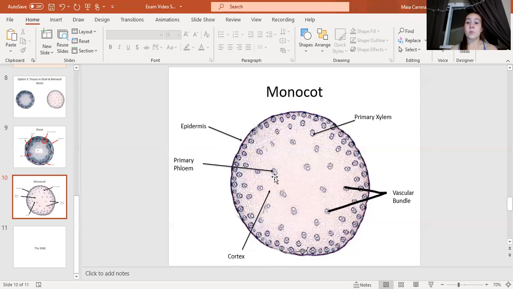Now that's the primary xylem. And then this area up top right there, that is the primary phloem. And then within is the cortex.